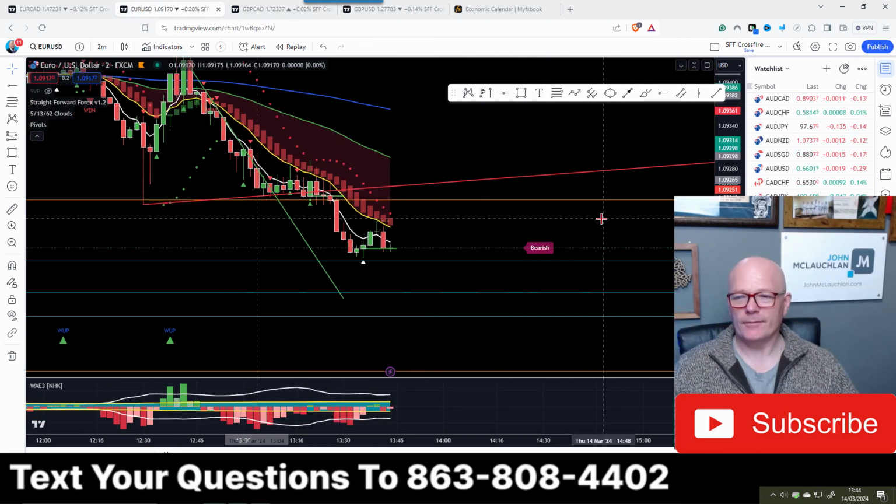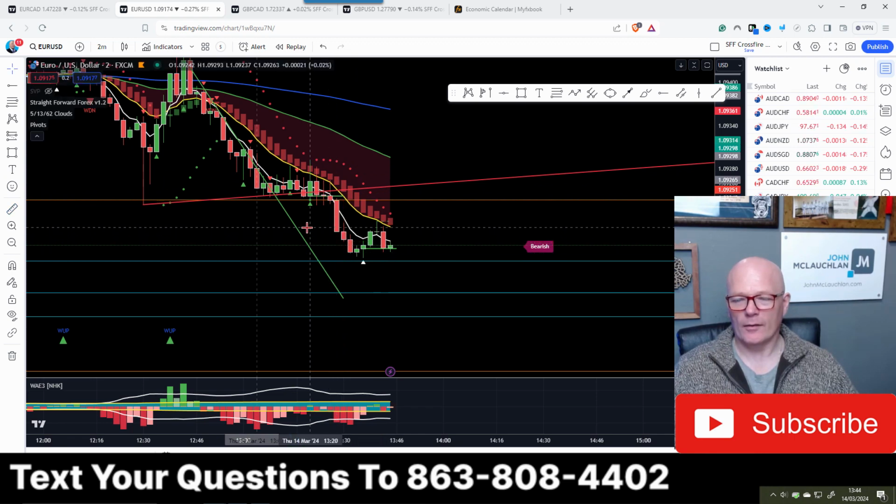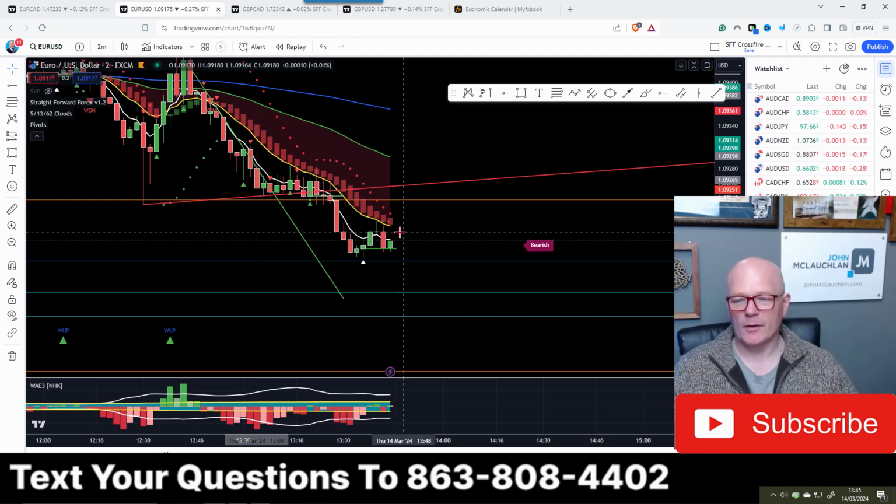Euro USD, it's moved a bit. That bit of a move from there down, what, 7 pips? Again, not worth getting in. And right now it looks like we've got a little bit of sideways movement. But again, this is Euro US, so in 15 minutes we'll see what's going to happen.